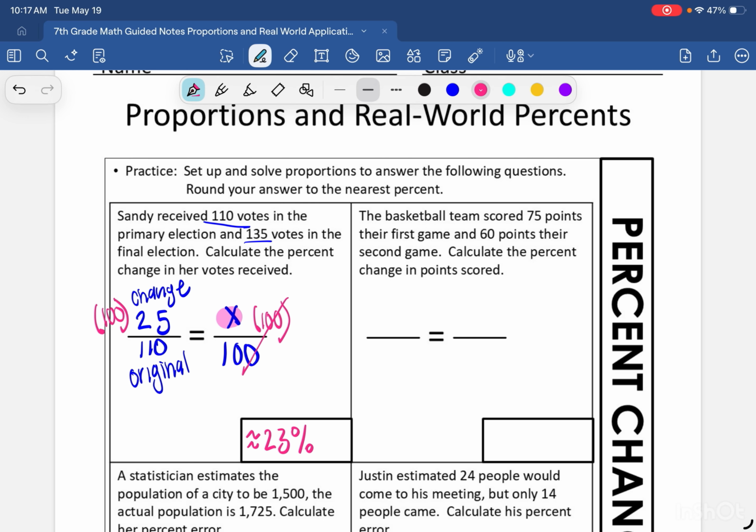You want to determine if it's an increase or decrease. I'm going to write an up arrow to show that it's an increase.